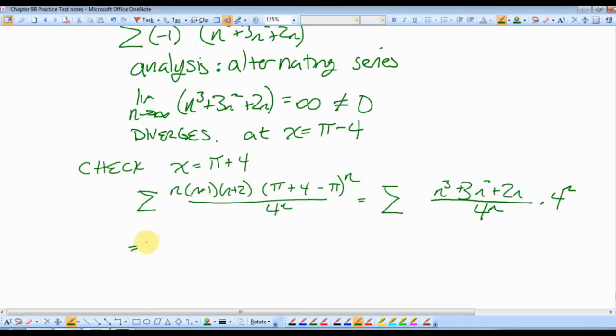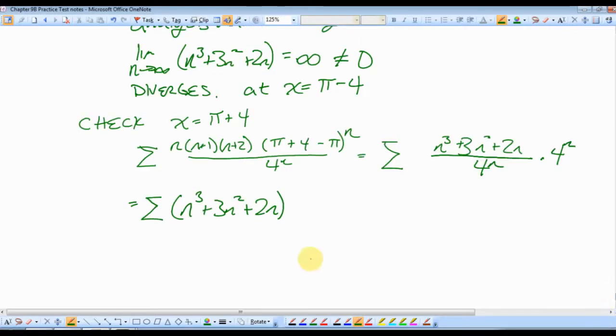Which simplifies to n cubed plus 3n squared plus 2n. I take a look at that series and I notice that the individual terms do not alternate, and they do not get closer to 0. In other words, we can use an nth term test to show divergence. Nth term test for divergence.